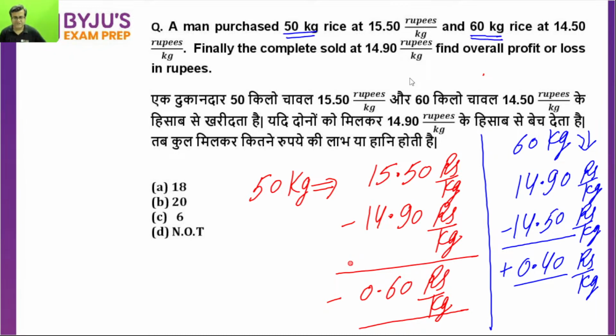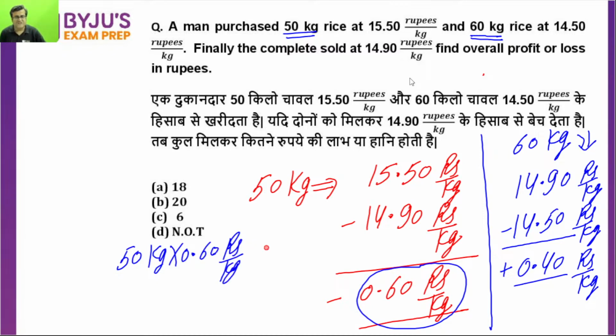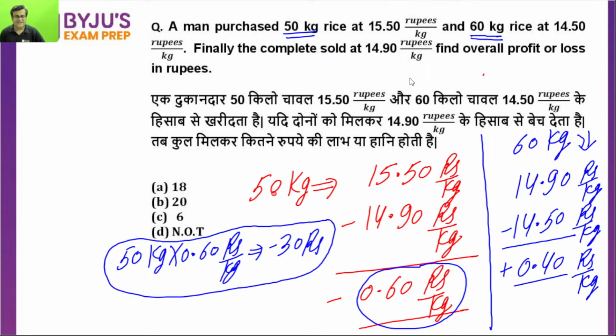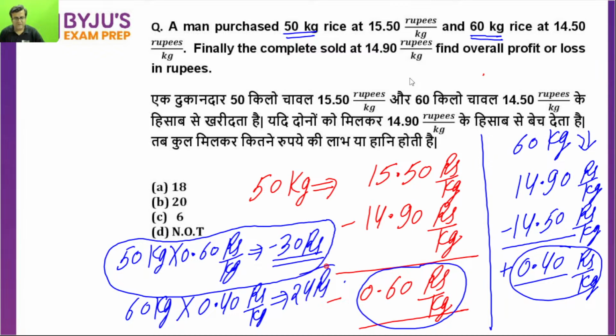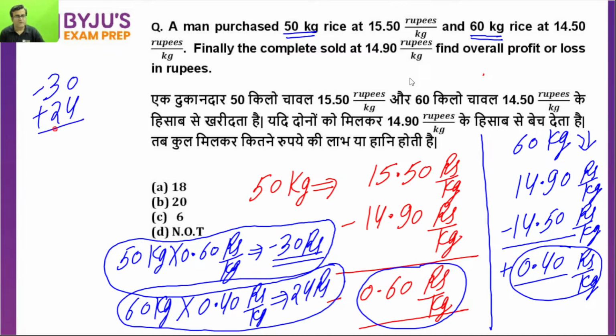Now, 0.60 rupees per kg is the loss, and there was 50 kg at 0.60 rupees per kg loss. So how much is the loss? 30 rupees loss, yes or no? 50 kg is the article, 0.60 rupees is the loss, so 30 rupees is the overall loss. Now 60 kg, 0.40 rupees is the profit. So how much is the profit? 24 rupees is the profit. So in the first case, 30 rupees loss. In the second case, 24 rupees profit. So overall, 6 rupees loss. That is it. Solution. Note down.